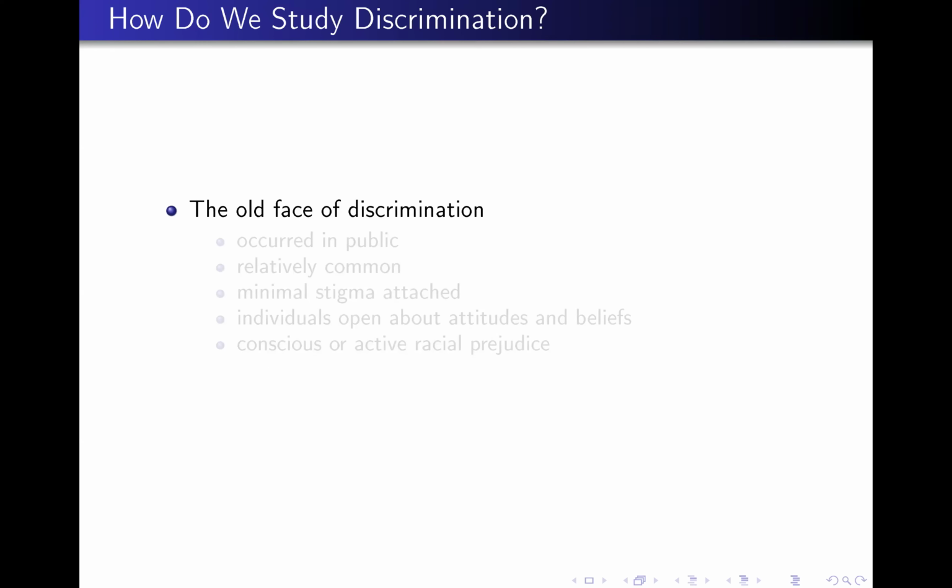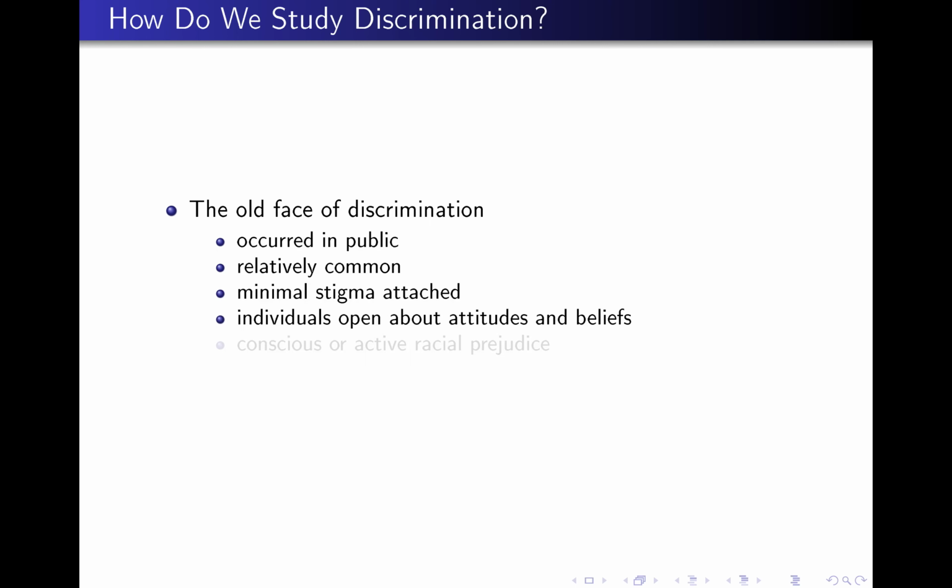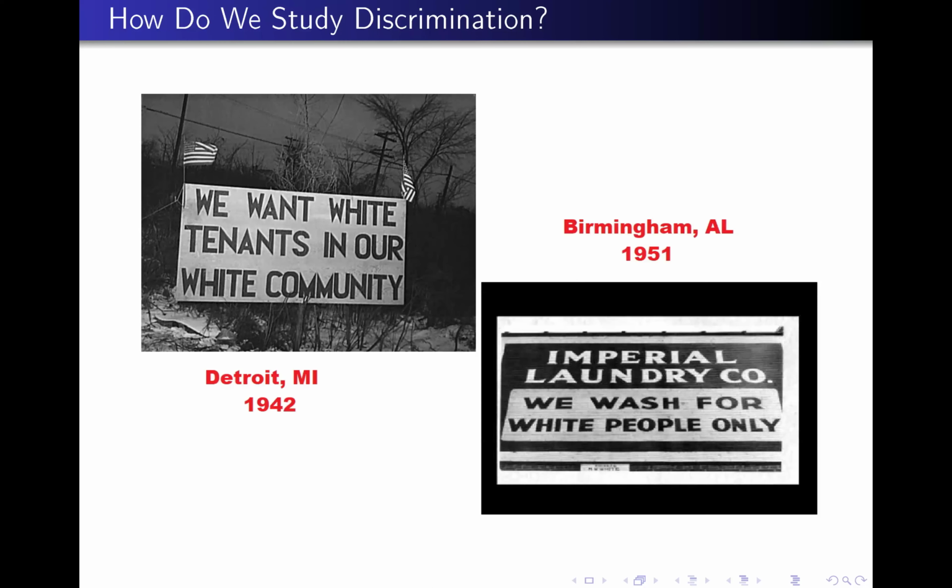So perhaps you could just do surveys and interviews with people about this. And probably more based in a conscious or active racial prejudice. This is what it looked like then. Obviously, we still have racial inequality and we still have racial prejudice in our society, but it's not quite the same as it was prior to the Civil Rights Act.